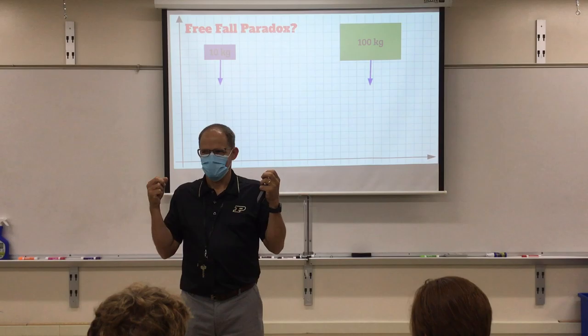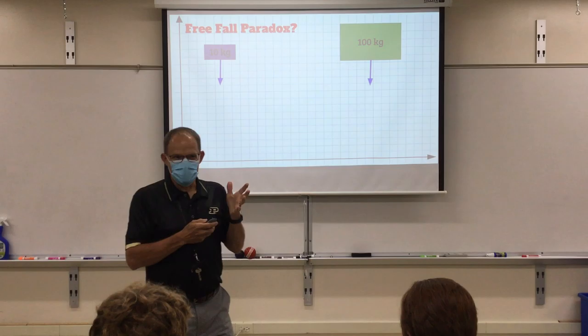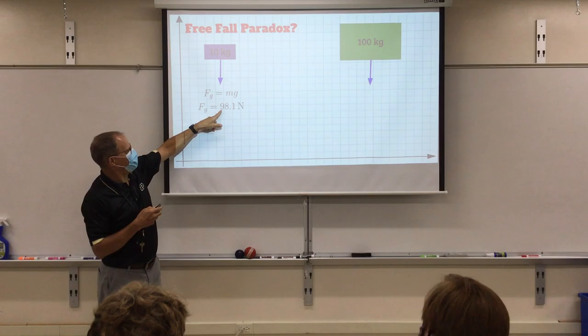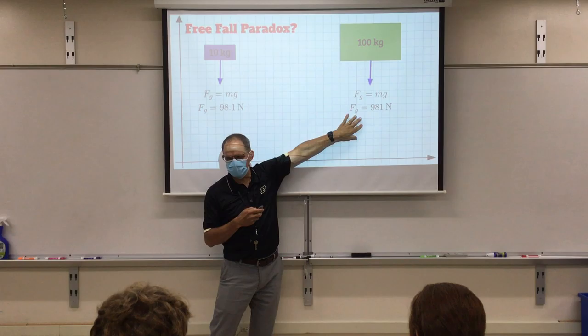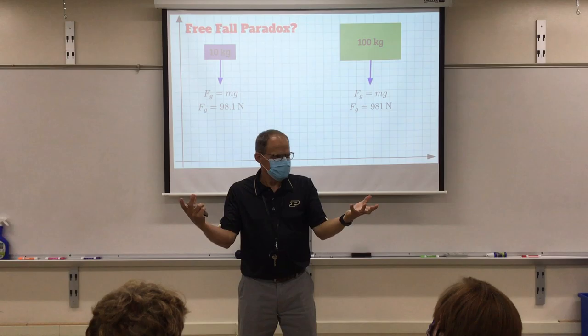So which one does gravity pull harder on? All right. If you drop them, which one would accelerate faster? I mean, if we work it out, the force of gravity is m times g. So that would be 98 newtons. 10 times 9.8, 98. I can do that one in my head. This one's 980 newtons, so clearly there's bigger force pulling down on here, right?